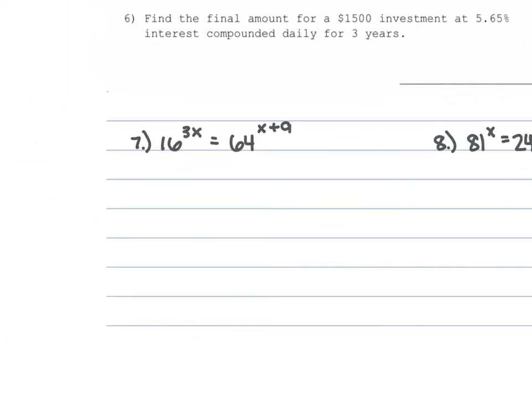For 7, we have 16 to the power of 3x is equal to 64 to the power of x plus 9. The 16 is 2 to the 4th power. We're going to multiply that by the 3x power. And the 64 is 2 to the 6th power. So that's 2 to the 6th power times x plus 9.